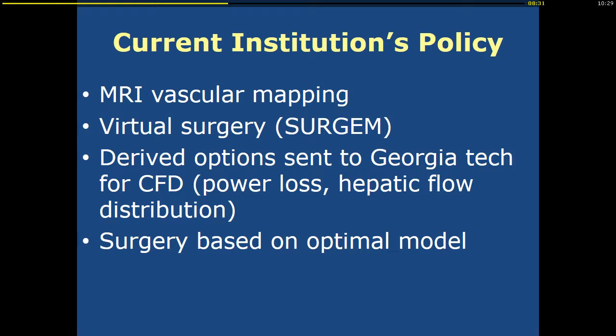So our current institutional policy is to do MRI vascular mapping and do virtual surgery to examine different options, and then we send them to Georgia Tech, where they do computational flow dynamics and tell us what is the best option, and we do our surgery based on that optimal model.